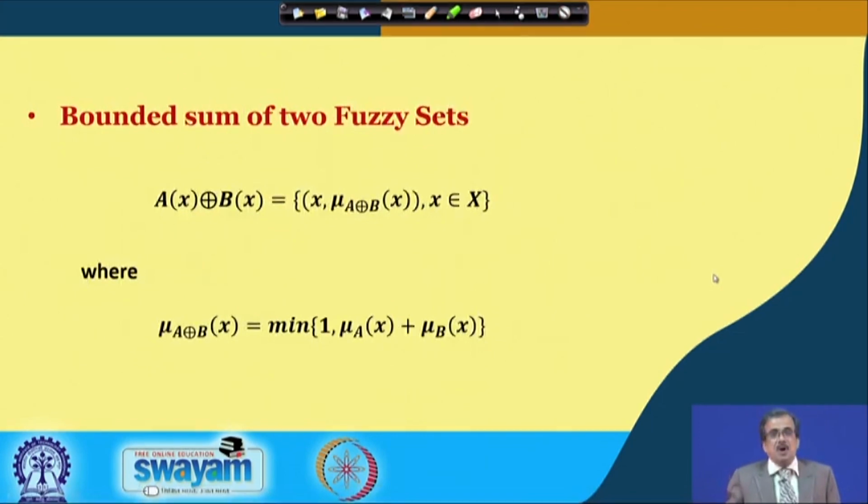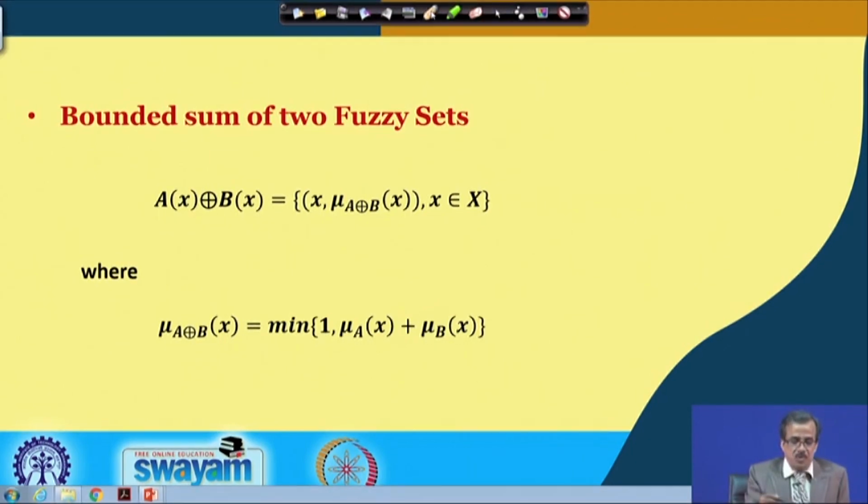Now, the next operation is known as the bounded sum of two fuzzy sets. Once again, I have two fuzzy sets, A(x) and B(x), defined in the same universe of discourse, where x belongs to capital X. I will have to find the bounded sum. This is the symbol for the bounded sum: A(x) bounded sum B(x) is the set of x with the membership value mu A bounded sum B of x.